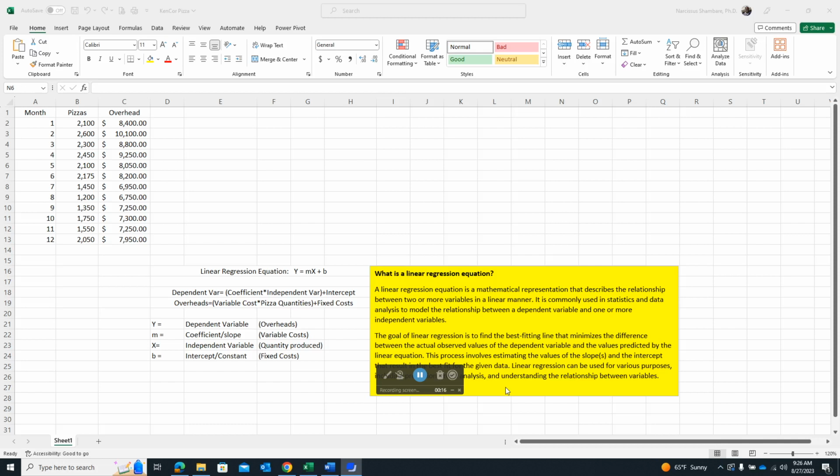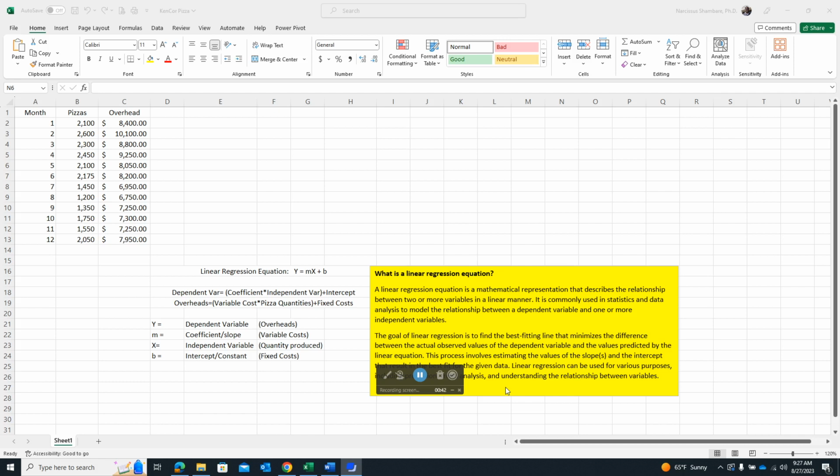They produce pizzas and they incur some overheads, and we want to be able to use linear regression equation to predict how much of the overheads are actually going to be incurred for a certain number of pieces that's actually produced, right? So it's going to be a very useful and practical example of how you can really appreciate linear regression equation.